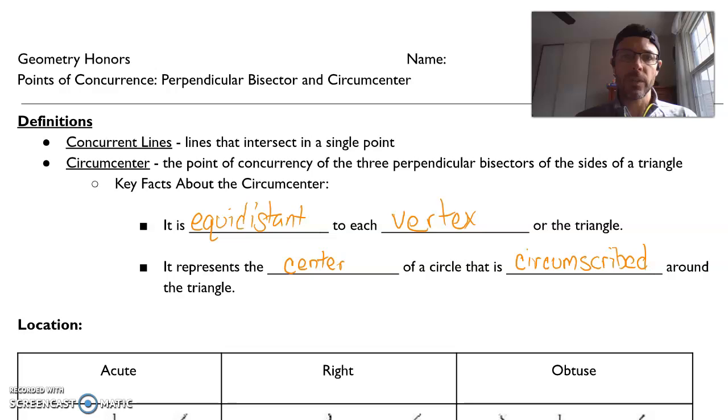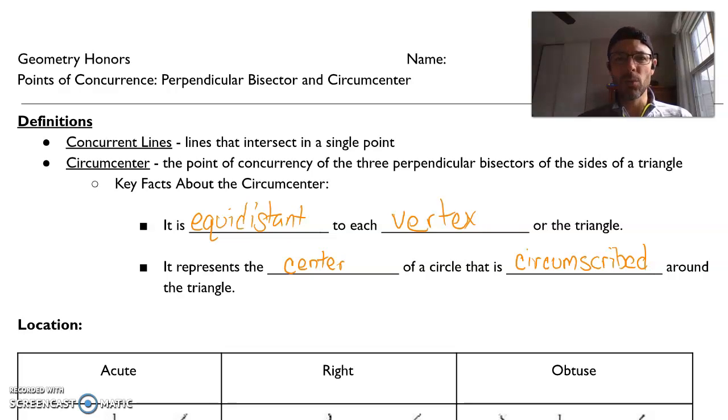What we just finished up with was the median with the centroid. This is a different center of a circle. It's not necessarily at the same location, although it can be at the same location as the centroid. If you recall, the centroid is the point of concurrency where the three medians of a triangle intersect. Now we're talking about the point of concurrency where the three perpendicular bisectors intersect.